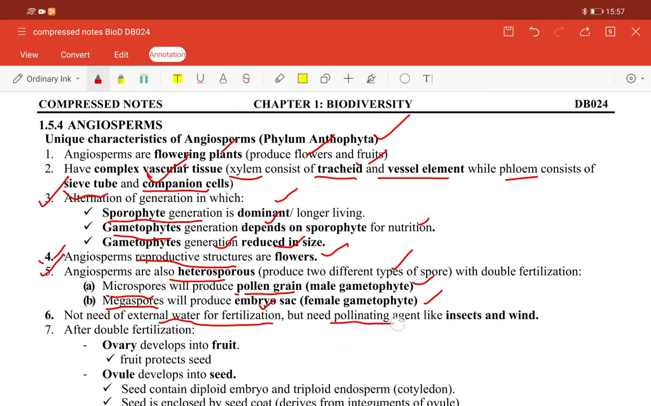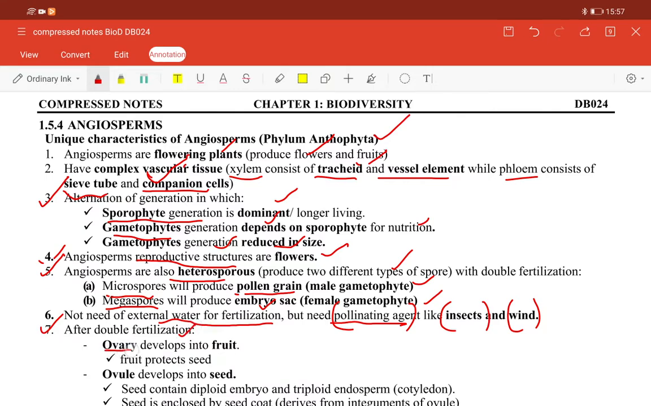Dia memerlukan pollinating agent macam seakan sama dengan Gymnosperm, tapi untuk Angiosperm, pollinating agent dia lebih broad, lebih luas. It can be insects, it can be wind, it can be humans. Okay. So the seventh unique characteristic untuk this Angiosperm is that they undergo double fertilization.